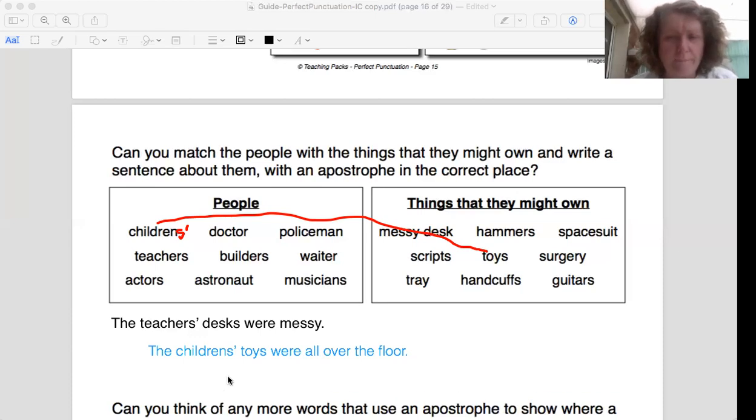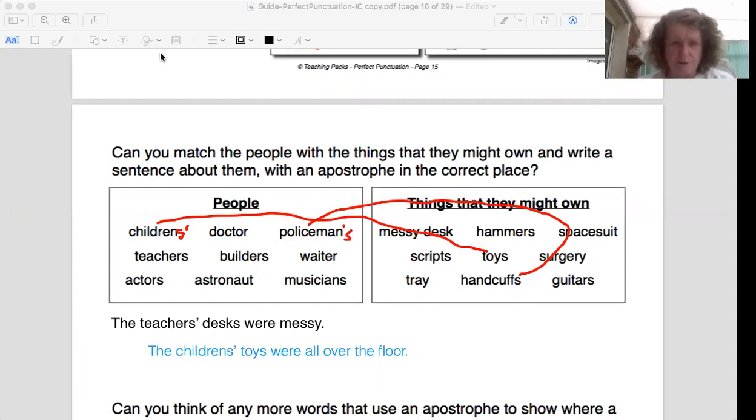Let's try the policeman's. Let's try this one, policeman. Yeah, let's try this one, just one tick. Try the policeman. What would match? Wouldn't be his tray, wouldn't be his scripts or a messy desk or hammers or a spacesuit. Handcuffs. So this would be apostrophe S. The handcuffs belong to the policeman.